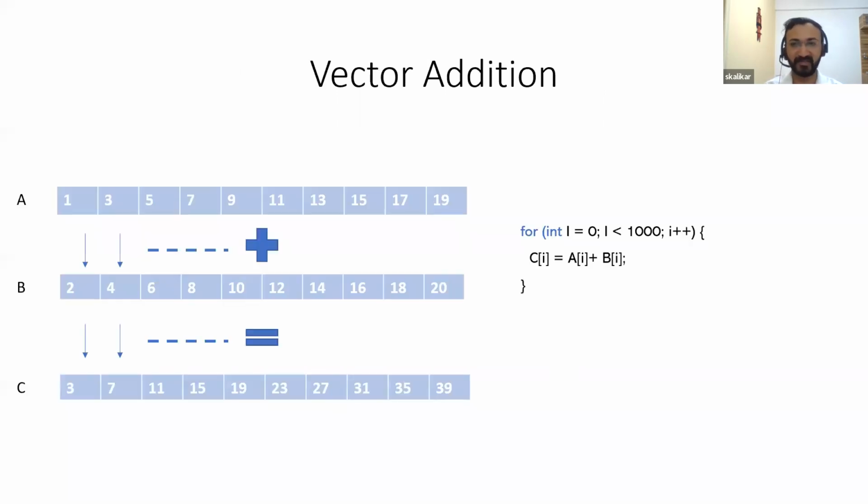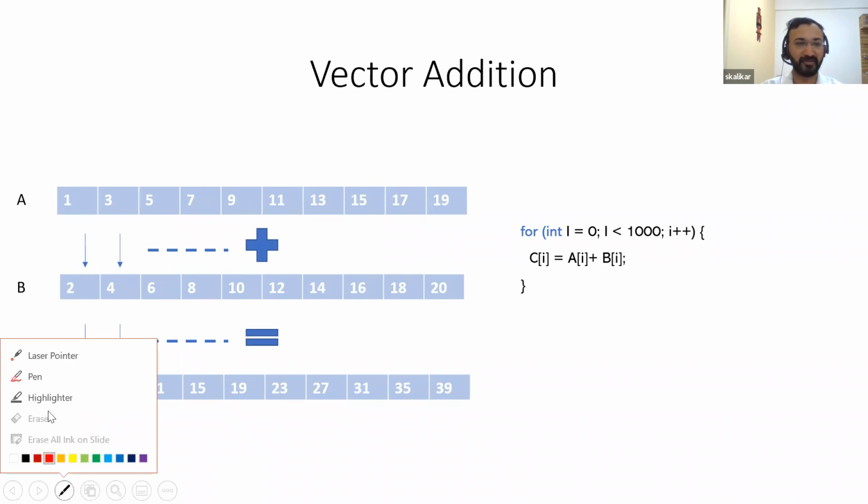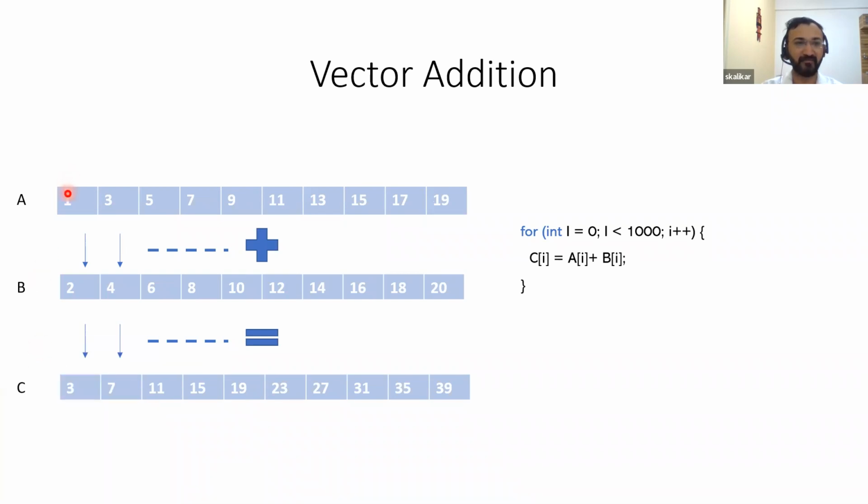I'll start with a very basic example of a mathematical operation, vector addition. You must all be aware of a small array, suppose array A and array B, and you want to do a vector addition of A and B into C. Eventually you want to add location-wise and store the sum into C. Let me take a laser pointer. You are adding 1 plus 2 equals 3, 3 plus 4 equals 7, and so on, right?